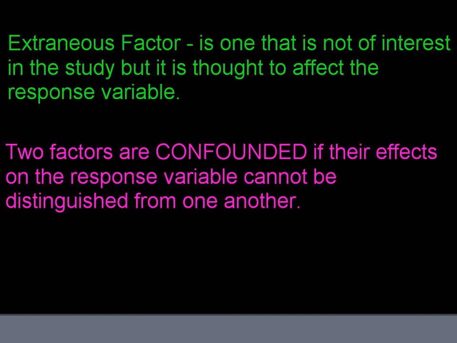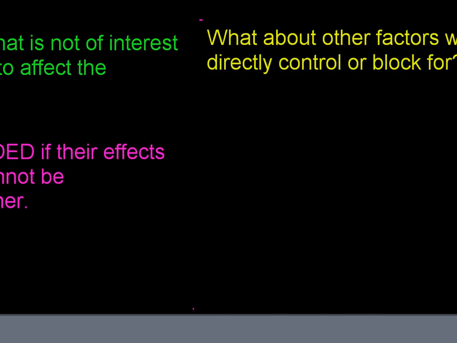An extraneous factor is one that's not of interest in the study, but is thought to have an effect on the response variable, like the teacher. We weren't interested in the teacher causing higher test scores, but we thought it was an extraneous variable, so we had to try to get rid of it. Two factors are confounded if their effects on the response variable cannot be distinguished from one another. So was it the teacher or was it the temperature? We call those confounding variables. So hopefully that example helps make sense.